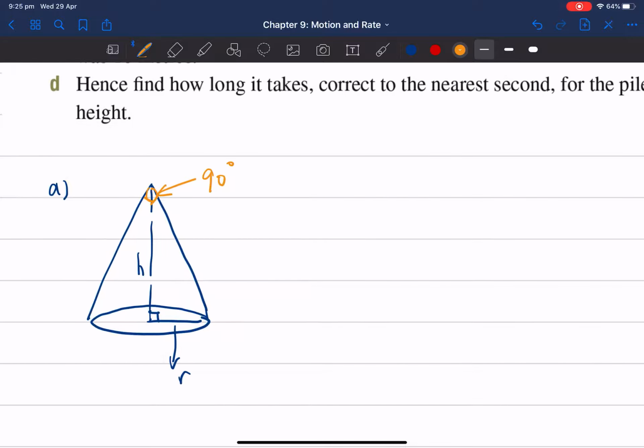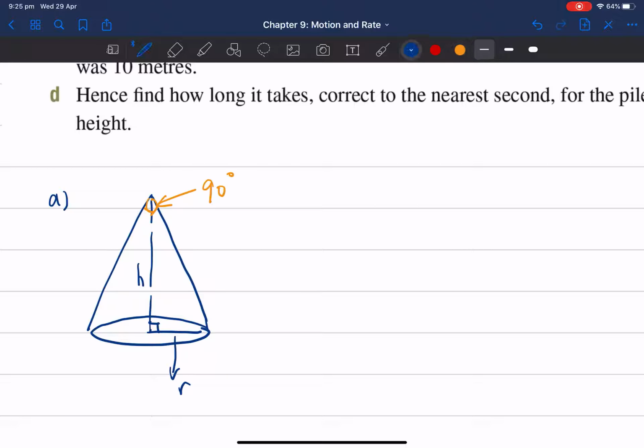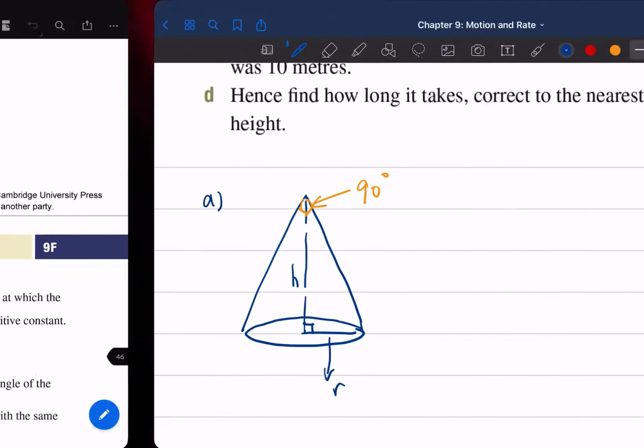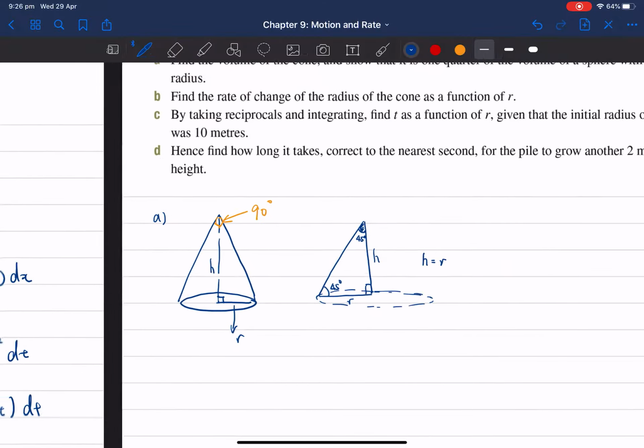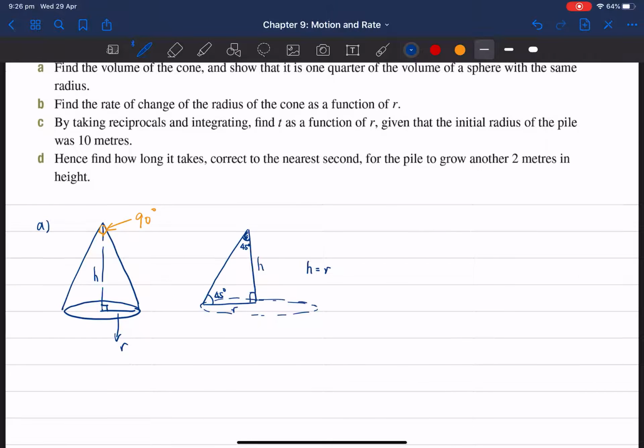Let's zoom in here. That's 90 degrees. If I break this down into a right angle triangle, imagine this is the cone, but we just pay attention to the right angle triangle. If the apex is 90 degrees, that means this angle here is 45 degrees, and we know that's 90 degrees here, so that's also 45 degrees. So this is an isosceles right angle triangle, which means if the radius is r and h is the height, they must be equal to each other. That's very important information that you need to know before we can start to solve this question.